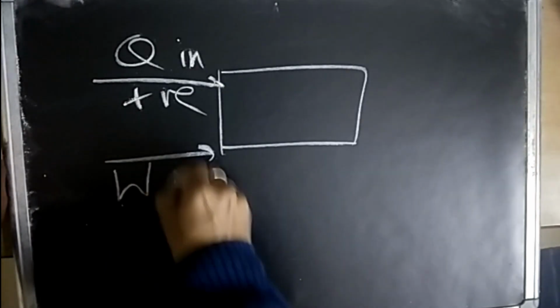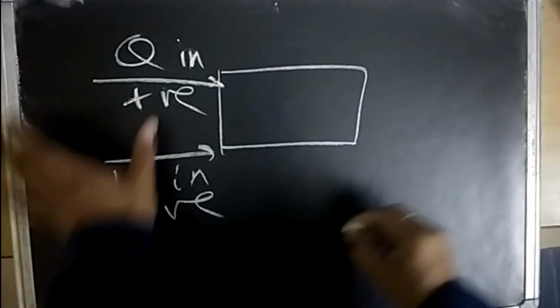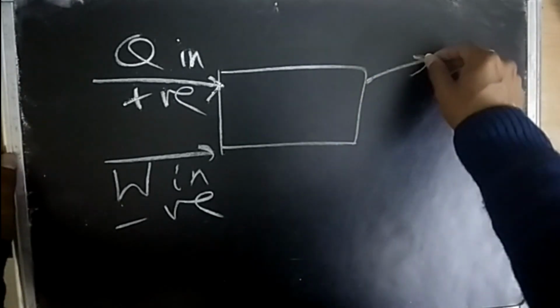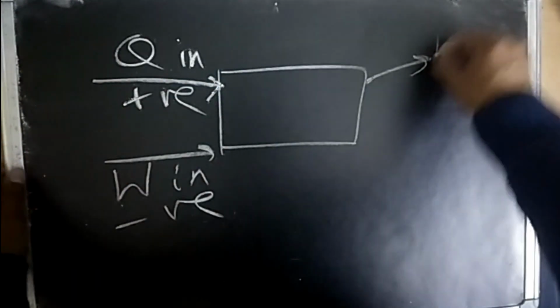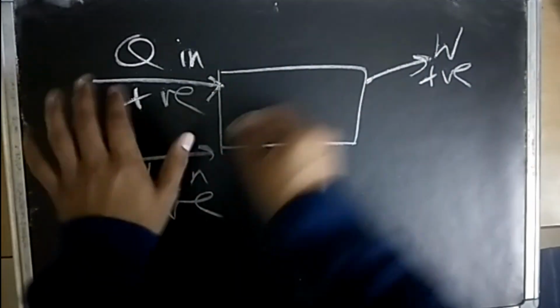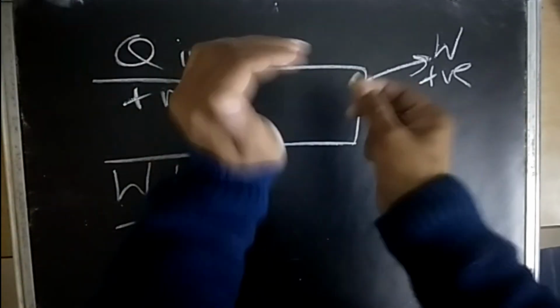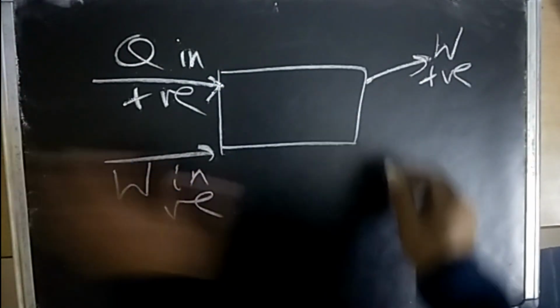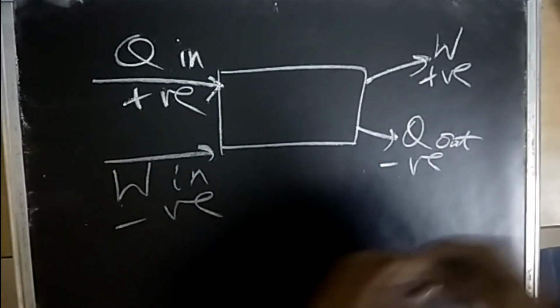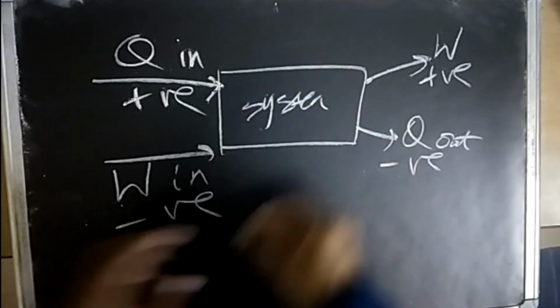Now one main thing is that if this is my system, heat in is positive and work in is negative. Let's say I'm putting some heat into my pressure cooker, and the pressure cooker is doing cooking, so it is doing some work. Because I'm obtaining some work, work obtained is positive, while heat input is positive because I'm putting some heat to get some work. This is the whole sign convention, and if heat is out, that means it is negative. This is my system.